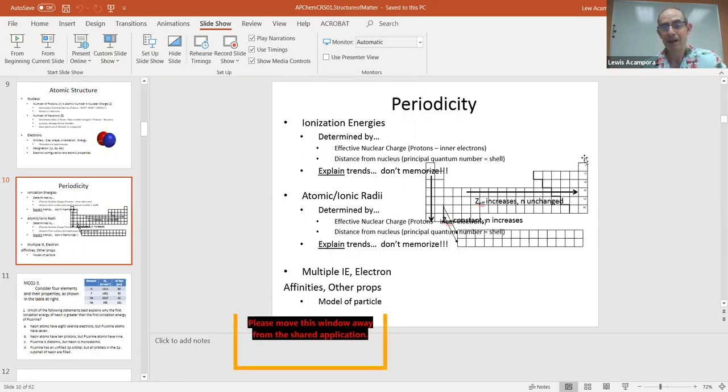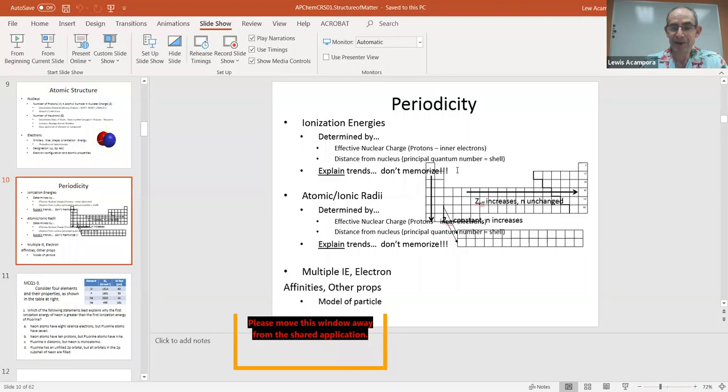Make sure that you don't memorize these trends. Chemistry is not going to be that mean to you, but make sure you can explain them: as you go across left to right across the periodic table, the nuclear charge increases. We add a proton to the nucleus. The distance from the nucleus doesn't change much. In fact, it gets smaller because those electrons are added to the same principal quantum number or shell. And therefore, the effective nuclear charge increases, and the ionization energy increases.